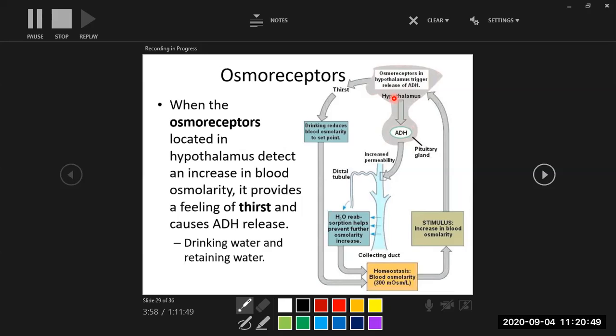If you are thirsty, drink water and don't even go to the store. Just get a water fountain. It's free. It's healthy. Why not do it? So that's the ADH.